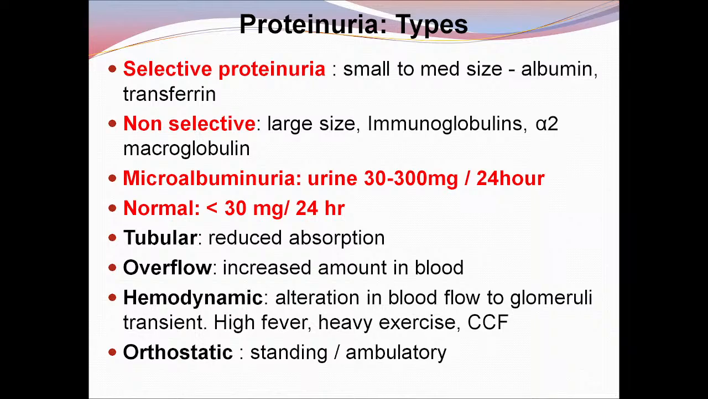So, we are more interested in selective proteinuria where we have a loss of albumin, and there may be some loss of associated proteins. Sometimes we have large size protein excretion, like alpha 2 macroglobulin. So, this is the selective proteinuria.